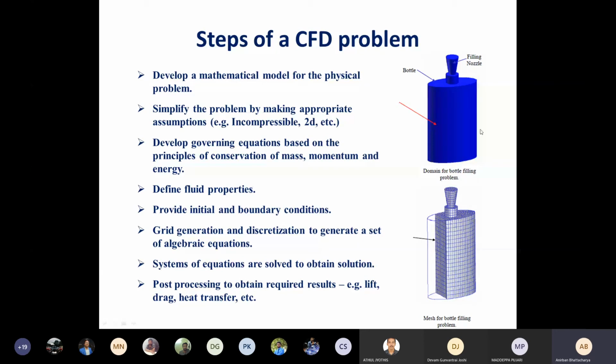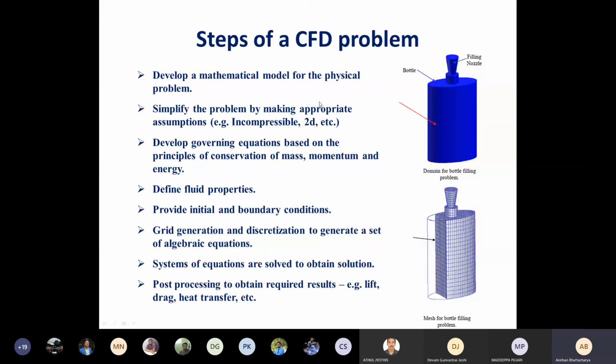So our problem here can be governed by a mathematical model which comprises the continuity equation and the Navier-Stokes equation, the flow equations. If you want to solve for the temperature variation, because there may be temperature evolution, right? Maybe the initial temperature of the wall of the bottle is cold and you are pouring hot liquid. So the liquid is getting heated. In that case, you also need to include the energy conservation equation.